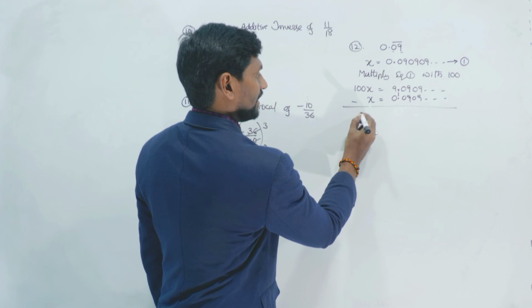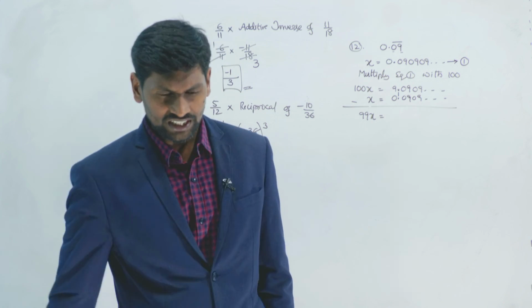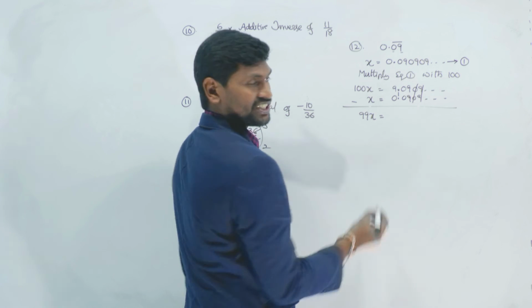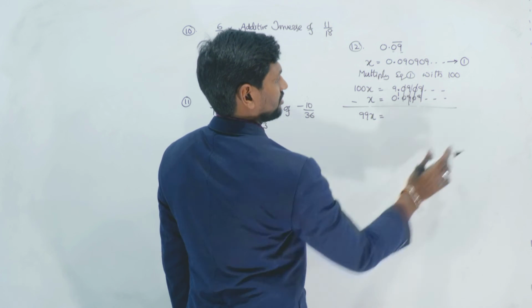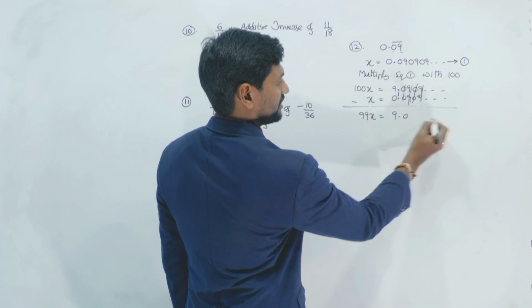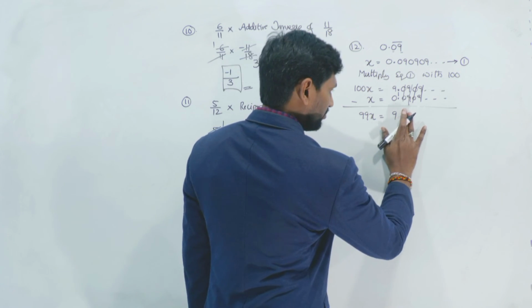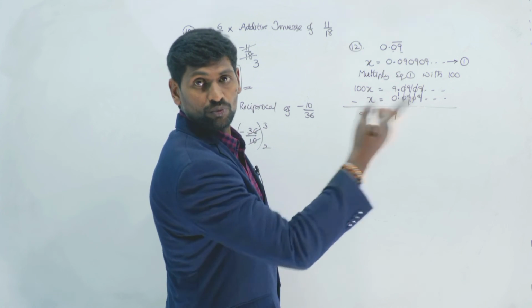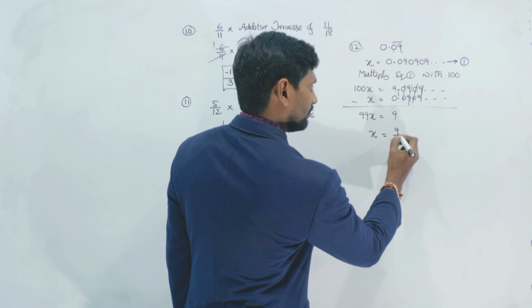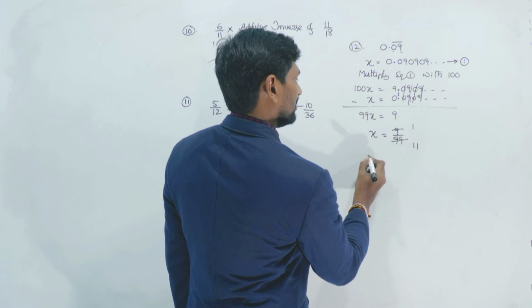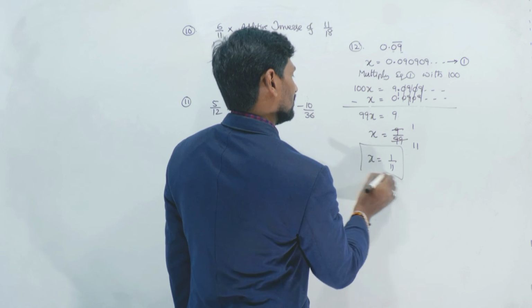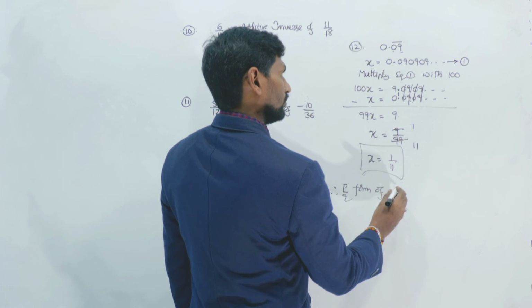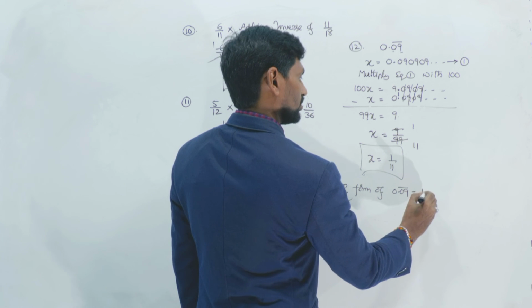Subtract: 100x minus x is 99x. Here 9 minus 9 is 0, 0 minus 0 is 0, all become zeros, and 9 minus 0 is 9, so 9.000 means 9 only. Next, x equals 9 by 99, because 99 is multiplied and when you transpose it divides. In the 9 table, 9 ones are 9 and 9 elevens are 99. So the x value is 1 by 11. Therefore the p by q form of 0.09 bar equals 1 by 11.